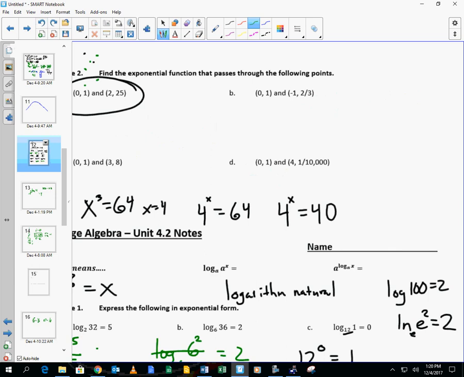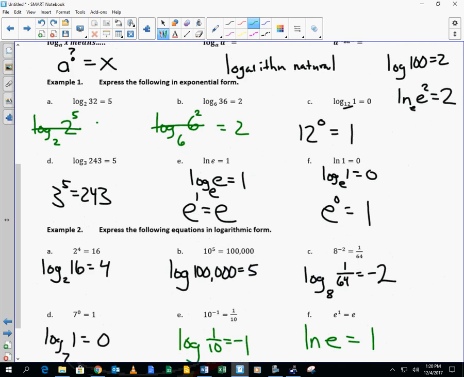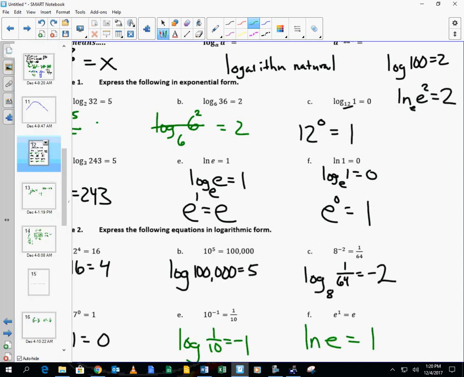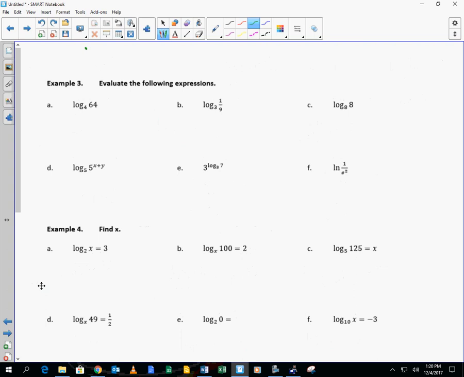Let's try this part. Log base 4 of 64. I'm going to rewrite 64 so it has a base of 4: 4 to the 3rd. So I have an exponential and a logarithm, they undo each other, and I'm left with 3. Next, log base 3 of 1/9: 3 to what power is 1/9? -2. You can see those cancel, leaving you with -2. These already have the same base, don't they? So it's 8 to the 1st power. Therefore the 8's cancel, and I'm left with 1.